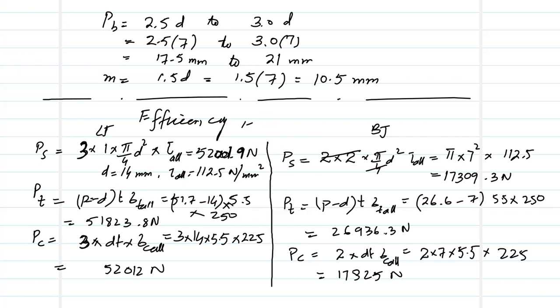So in case of the lap joint, look at 52001, 51823. So this is the minimum load that is occurring in the lap joint. In case of butt joint, the minimum load is this, which is the shear. Clear? These are the two. Now we have to find the efficiency. Efficiency is based on the minimum.